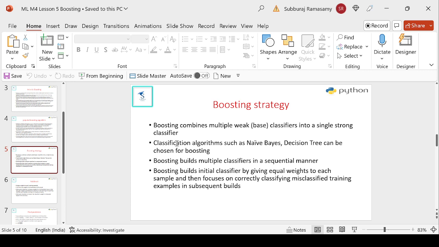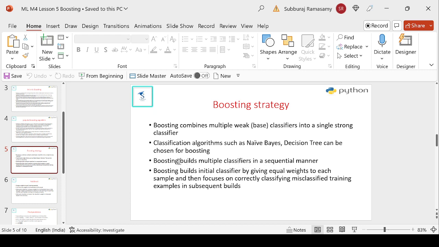So, in fact, whatever you do is not wasted, it's aggregated. Whenever you do a classification, whether weak or strong, that data is taken into account for arriving at the final classification. Classification algorithms such as naive Bayes and decision tree can be chosen for boosting. Boosting builds multiple classifiers in a sequential manner.